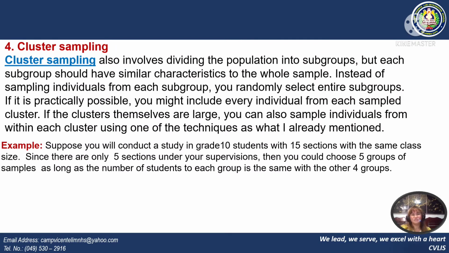For the last but not the least probability sampling technique, we have cluster sampling. This involves dividing the population into subgroups, but each subgroup should have similar characteristics to the whole sample. Instead of sampling individuals from each subgroup, you randomly select entire subgroups. If it is practically possible, you might include every individual from each sampled cluster. If the clusters themselves are large, you can also sample individuals from within each cluster using one of the techniques I mentioned earlier.